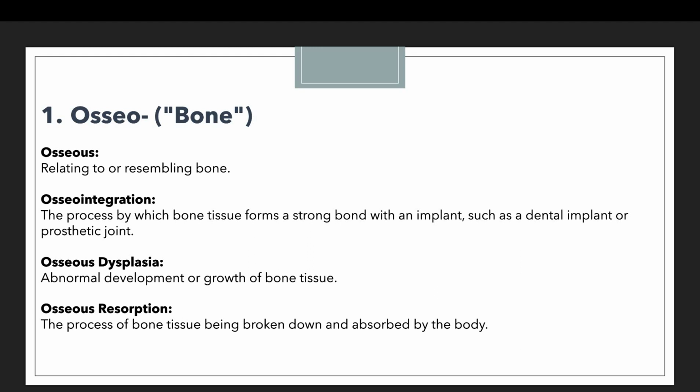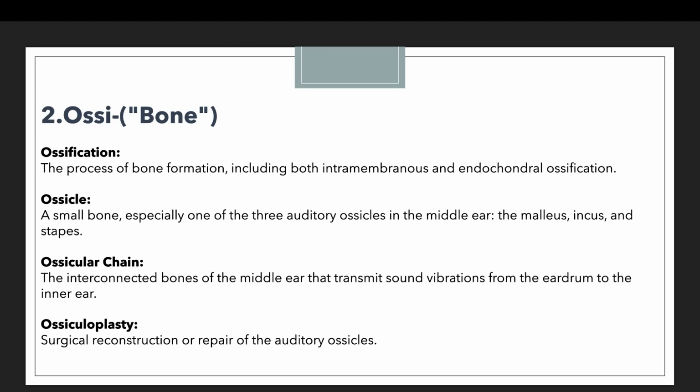Got it? So this is how we will identify the prefix osseo with a medical terminology. These are just examples. There are various other terminologies where osseo is used, but now we have an idea of how to identify osseo with a medical terminology. Got it? Now we will move to the second prefix, which is again related to bone, and the prefix is ossi. O-S-S-I. Ossi means bone.